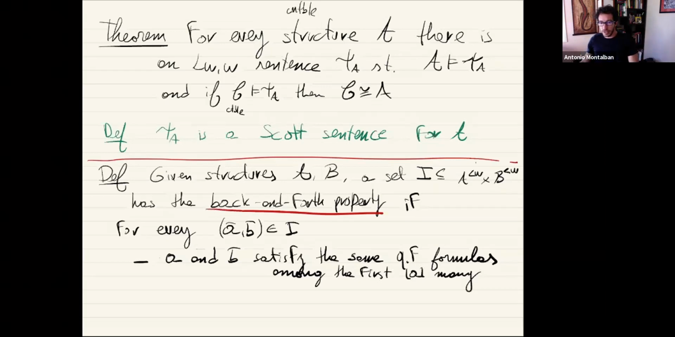So forget about the part that says among the first few many. I want these two tuples, one in A and one in B, to satisfy the same quantifier-free formulas, but I don't want to use all of them. The quantifier-free formulas can be enumerated in a list, since there are countably many. Or we can even say atomic formulas. You can enumerate atomic formulas in a list, and we don't require satisfying all the same atomic formulas, just the first few many. How many? Let's look at the length of the tuple a, and take that many. So if a gets longer and longer, we look at more and more atomic formulas.